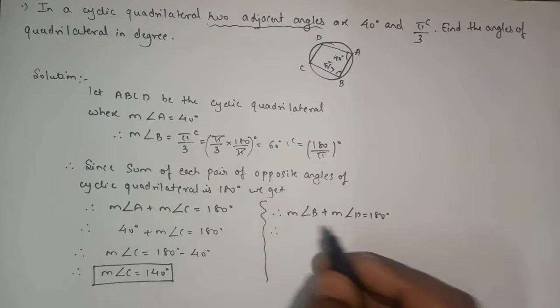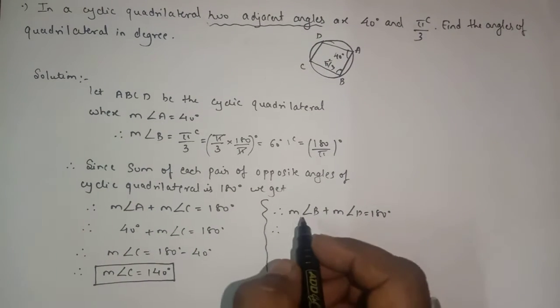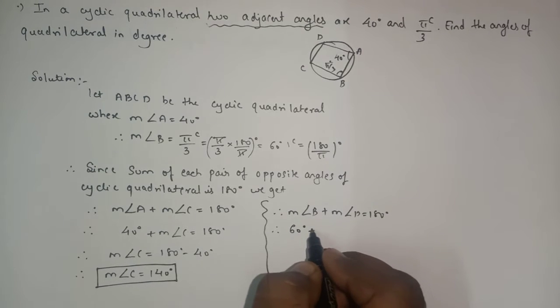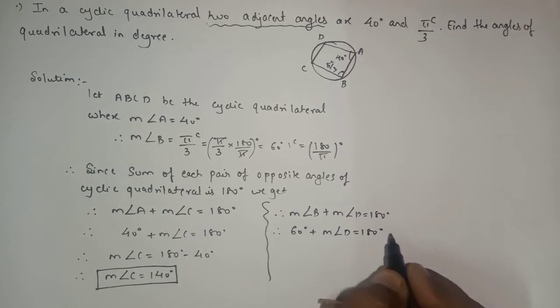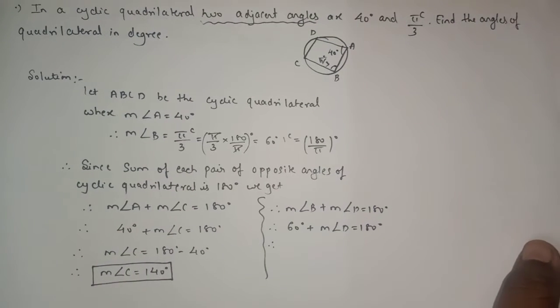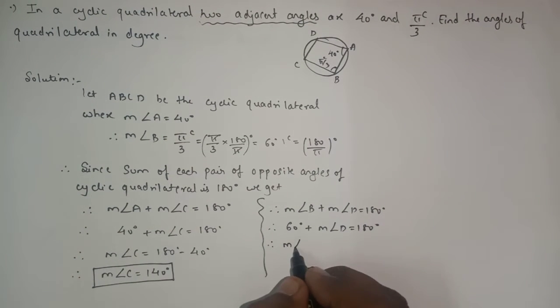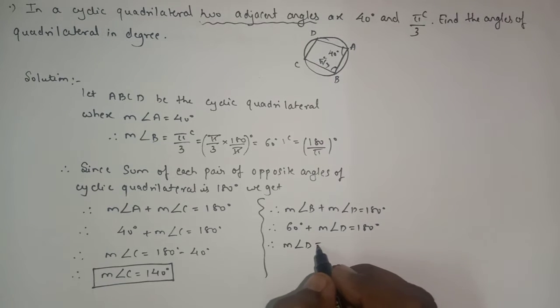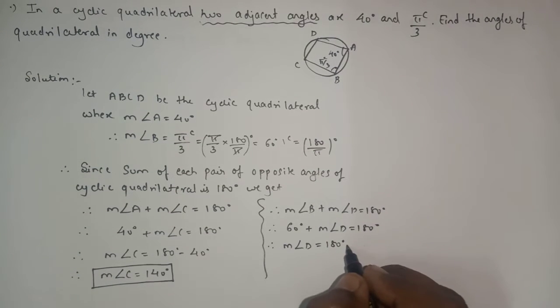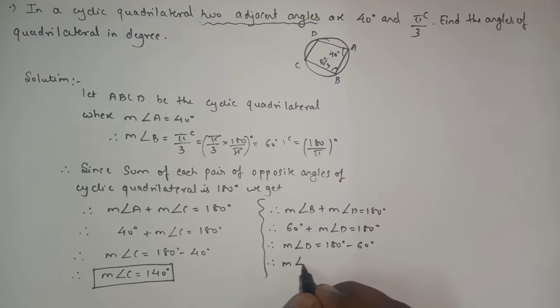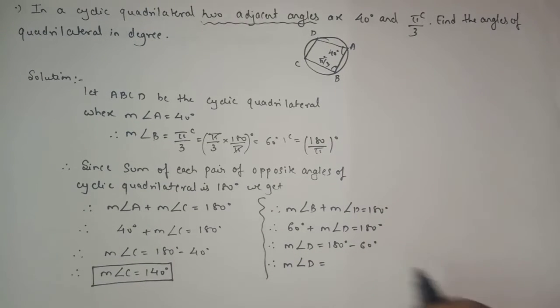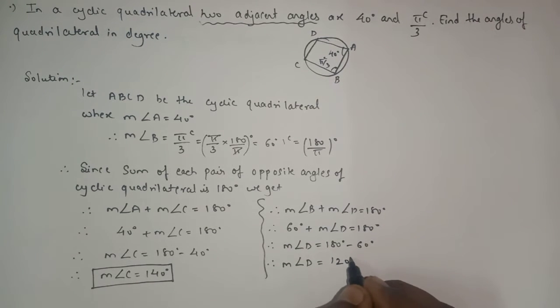Now measure of angle B is 60 degrees, plus measure of angle D equals 180 degrees. Therefore measure of angle D is equal to 180 minus 60, which is 120 degrees.